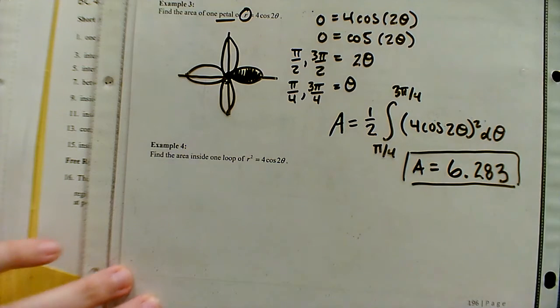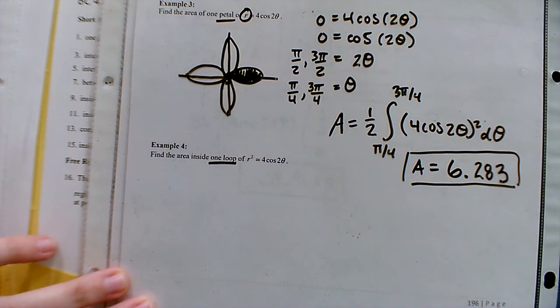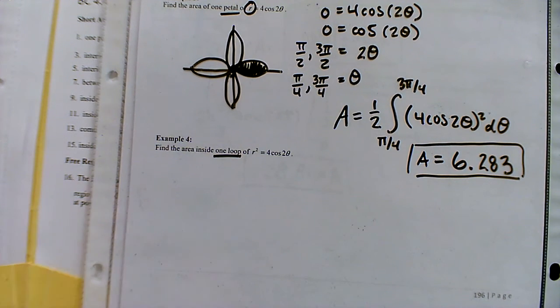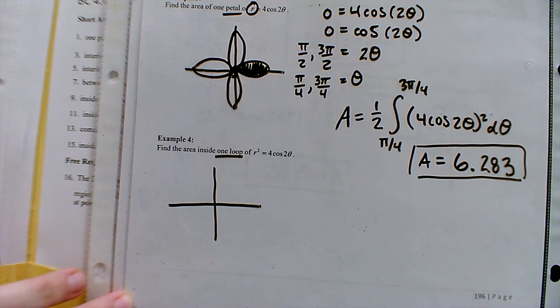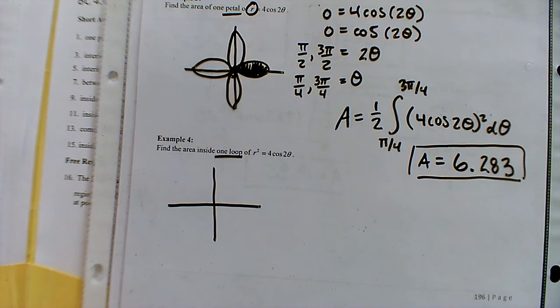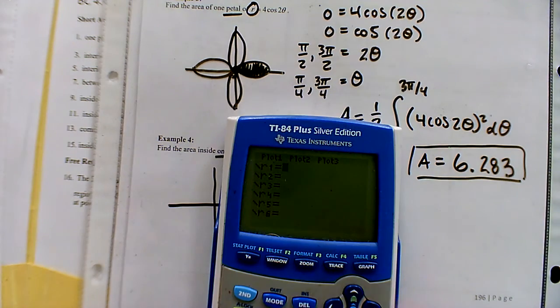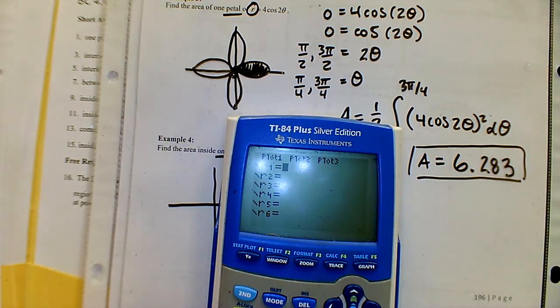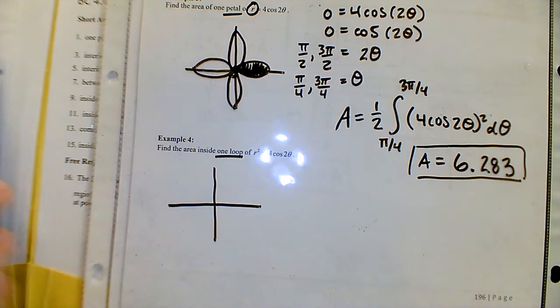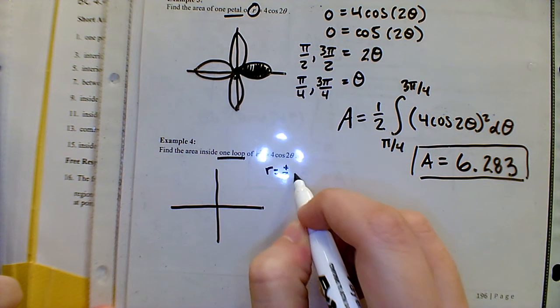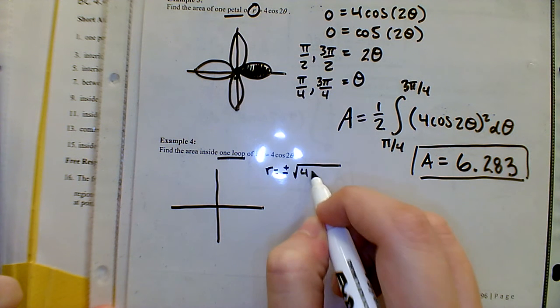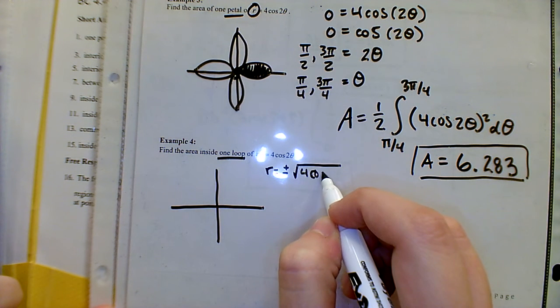All right, let's try another one. Find the area inside one loop of that radius equation. Let's go ahead and graph it. This one's a little different than the other ones we did, so we'll definitely utilize our calculator for this one. The problem is, on your calculator, it has to say r equals, so we might have to rearrange the equation. We'll have to take the square root of both sides, so we're going to need that plus or minus.